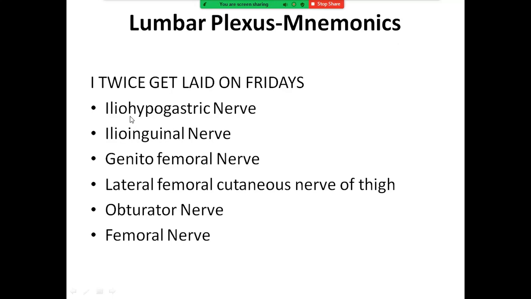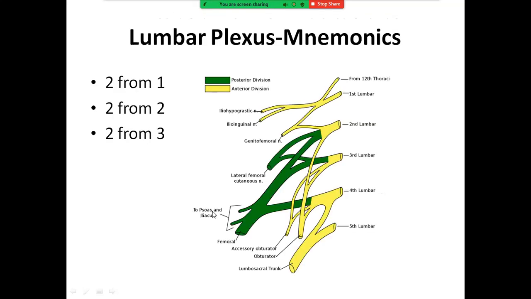Already I told you how to order this sequentially. H comes first and I comes next. It is iliohypogastric nerve, ilioinguinal nerve. So G stands for genitofemoral nerve, L stands for lateral femoral cutaneous nerve of thigh, O stands for obturator nerve, and F stands for femoral nerve. This is another mnemonic to remember the branches of the nerves which arise from there.